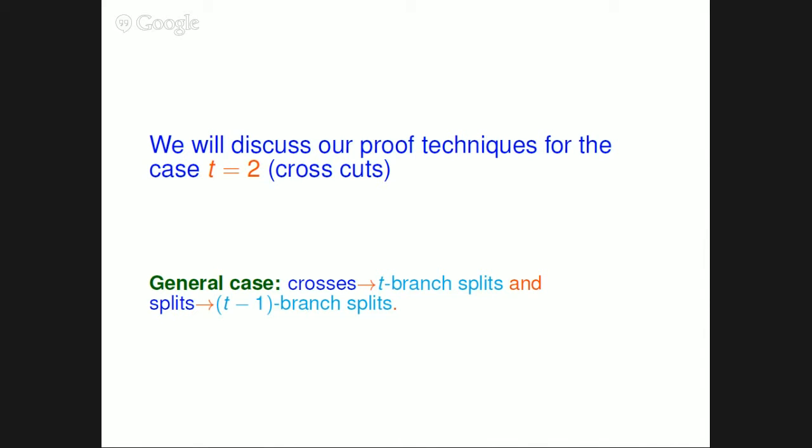Actually, I will not show you the general result, but I will show you the case for crosses, because the proof is very similar. You can think of the crosses that I will talk about now as the T-branch splits, and the splits that are one-branch splits are the T minus one branch splits. But the proof technique will be exactly the same, because we will use an induction in T. So if I show you a case from 1 to 2, then you will figure out T minus 1 to T.